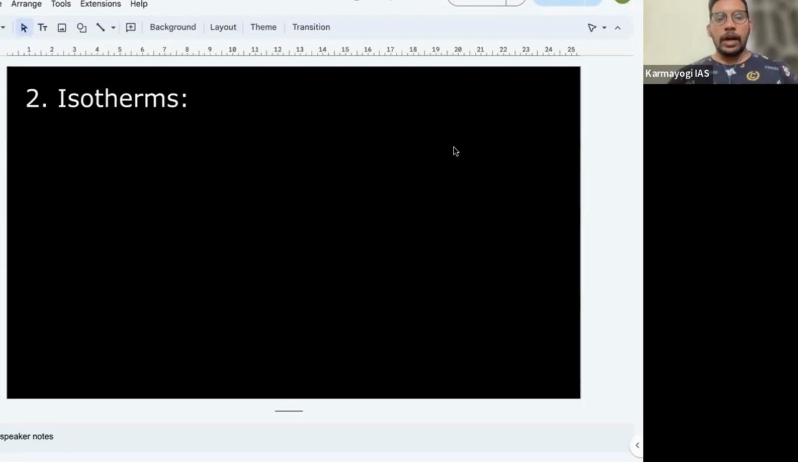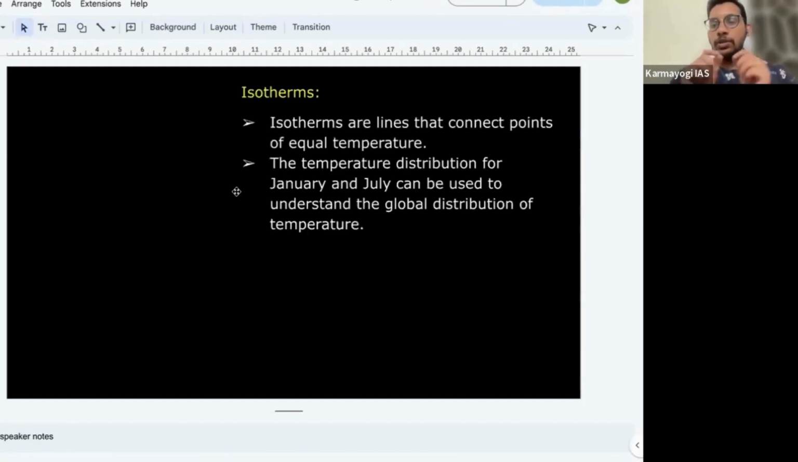So isotherms, what actually are these? This is the basic definition: isotherms are the lines which join equal temperature points, right? Across the globe, we have different temperatures, whether in oceans or in continents, influenced by latitudes, altitudes, and many other things like ocean currents and winds as well. So basically, isotherm means lines joining equal temperature points.